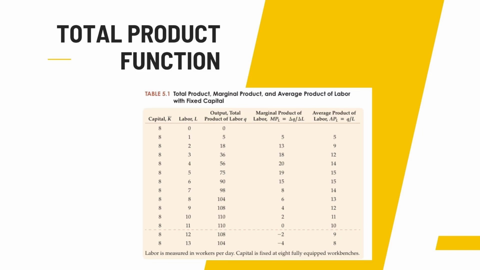However, because the capital is fixed, production reaches its maximum output of 110 computers per day with 10 to 11 workers. If more than 11 workers are hired, production decreases since they start getting in each other's way, leading to inefficiency. So this table helps explain how adding workers affects total output and introduces the concept of marginal product of labor and the average product of labor.